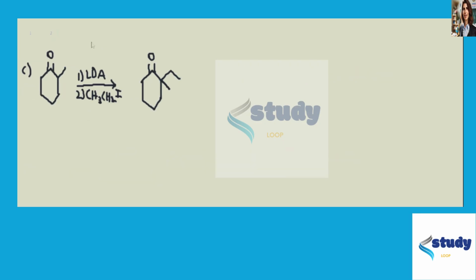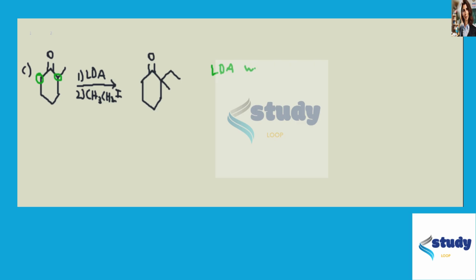So then for part C, what we have is a deprotonation of an alpha carbon by LDA and then alkylation with ethyl iodide. However, when we're looking at these two potential alpha carbons here in the starting material, so we have one here and one here, LDA is going to deprotonate the less hindered alpha carbon.